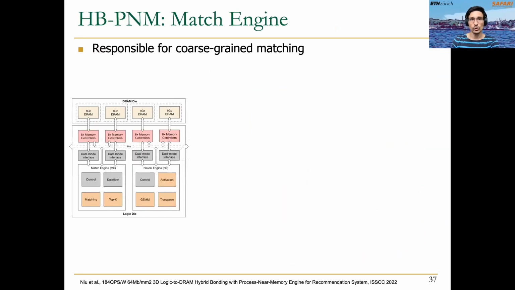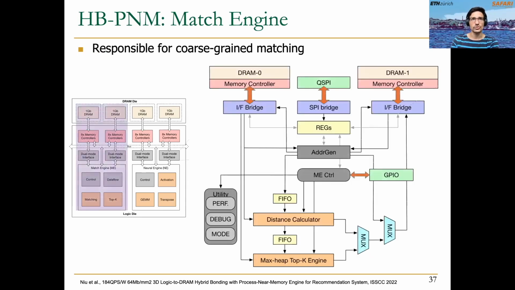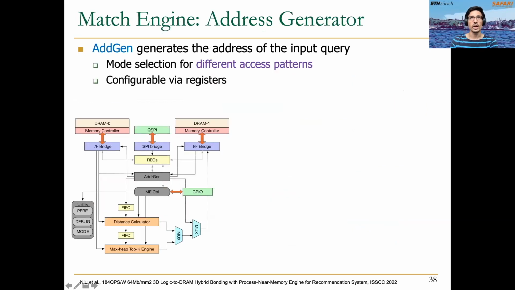So now let's take a closer look at the match engine. This match engine, as I have already mentioned, is responsible for coarse grain matching, and it's right here on the left-hand side of this figure. And here you can see a closer view of it and the different components, including the 2 DRAM cores that can be accessed with the corresponding memory controllers and the dual mode interfaces. And here one address generator, distance calculator, and this max heap top K engine. We are going to talk about them in a little bit more detail.